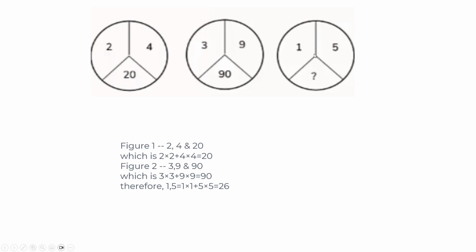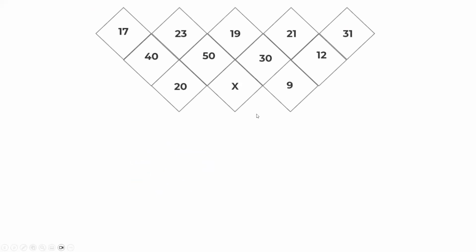So similarly this one, 1, 5 and question mark. So 1 into 1 plus 5 into 5, which will give you 26. So this is a very tricky question. We have to find how these numbers are interrelated to each other.